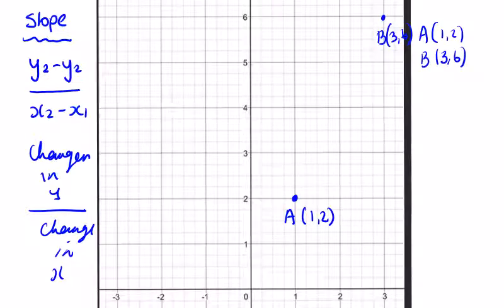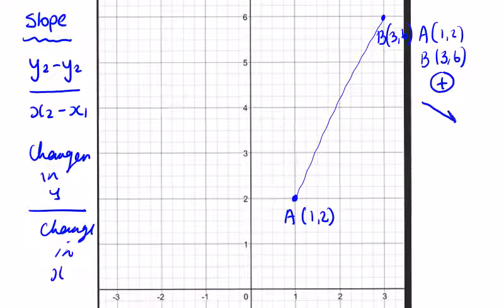Now, if I can identify whether this is a positive or negative slope, I don't need to use the formula. So I'm going to connect A to B here. We can see it's going up from left to right, like a plane taking off. So this is a positive slope. If you can identify positive, this one going down in this direction will be negative.